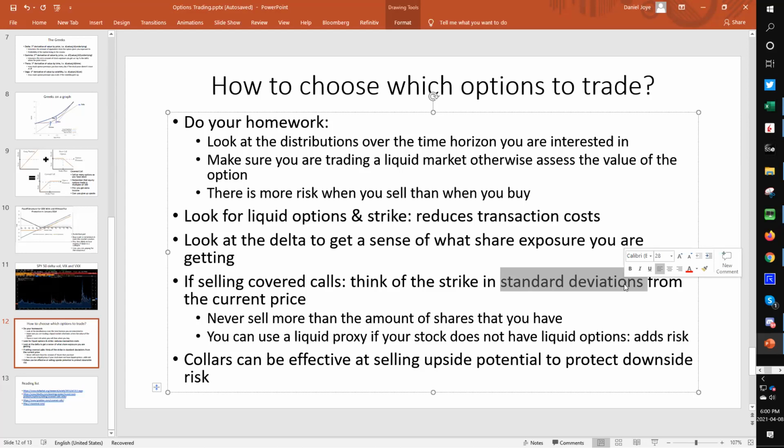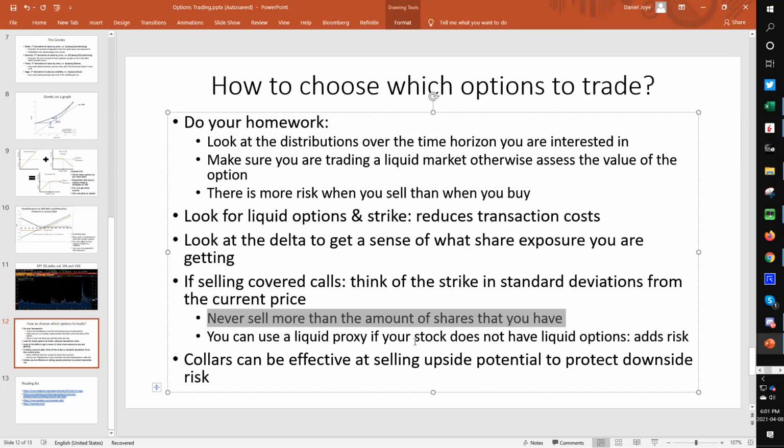So if you were to look at the .com bust, or the global financial crisis, that would give you a different distribution than if you were looking at the past 10 years. So you have to bear that in mind when you're making your decision of what strike price you want to sell. Never sell more than the amount of shares for a covered call that you have. That's for a covered call. Again, if you're going naked, it's a separate question, but again, unlimited liability.